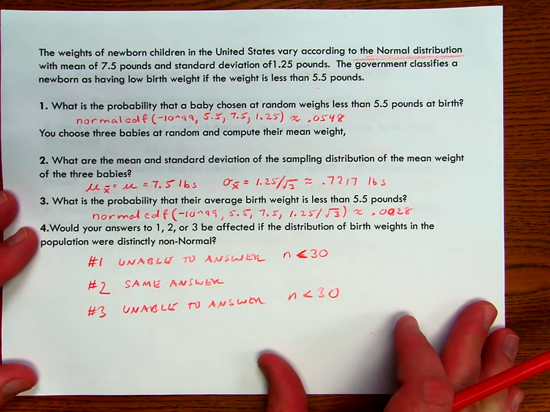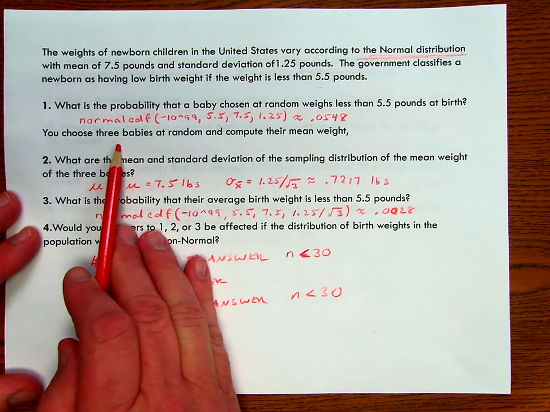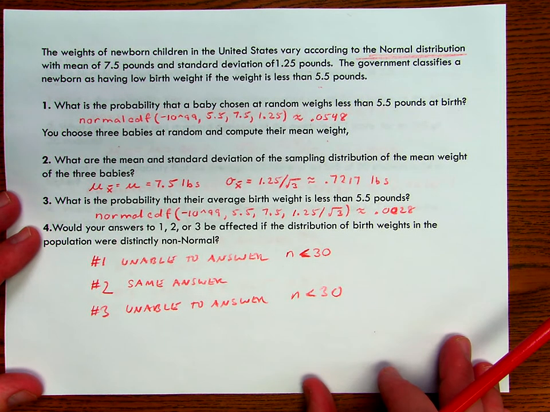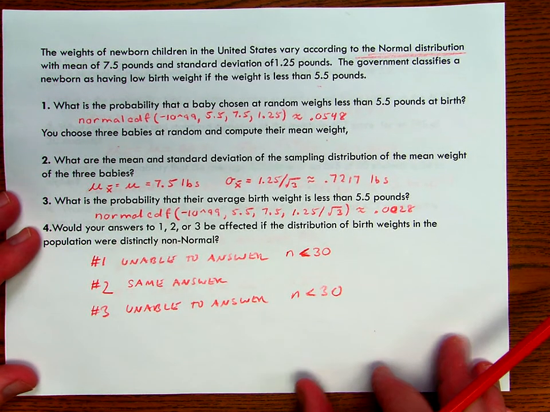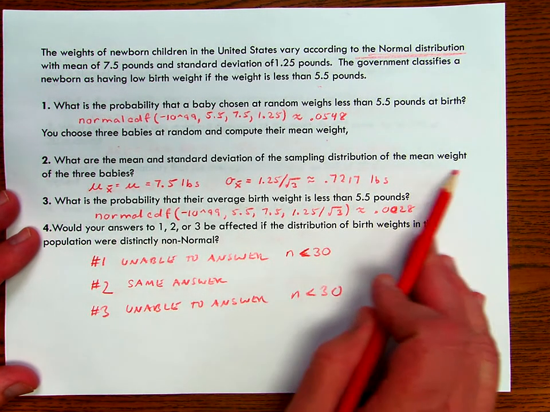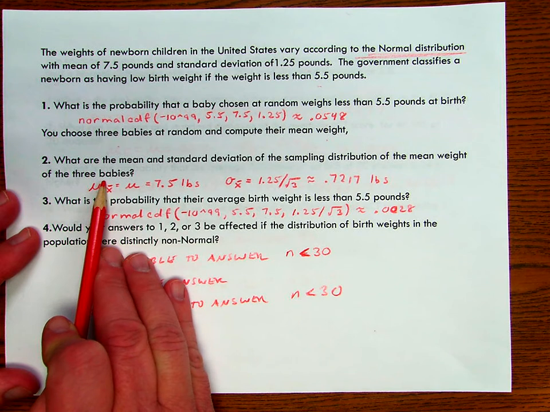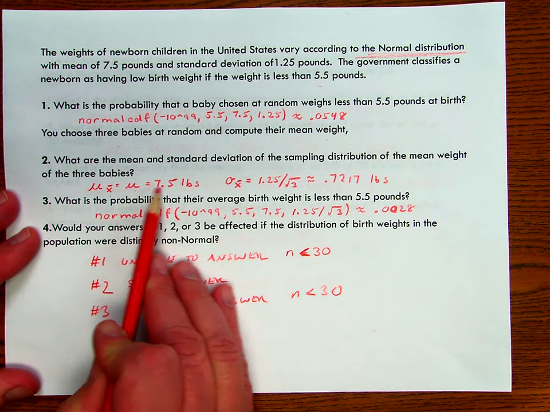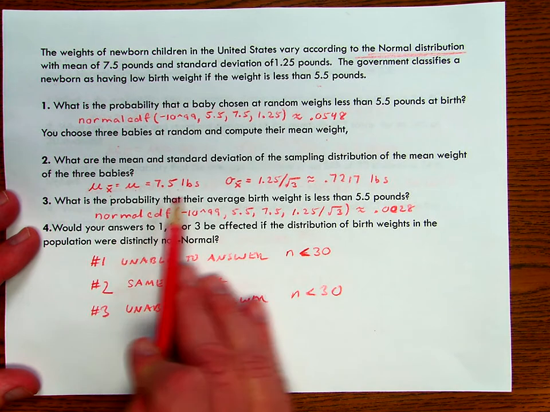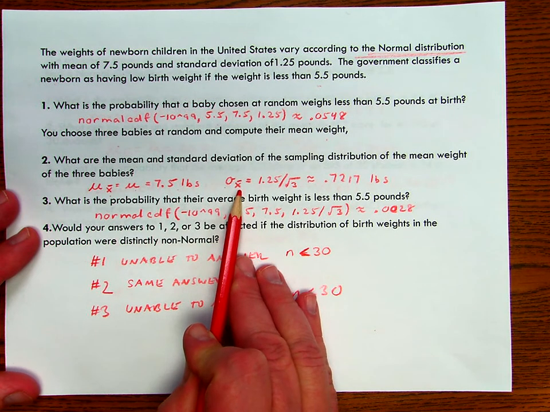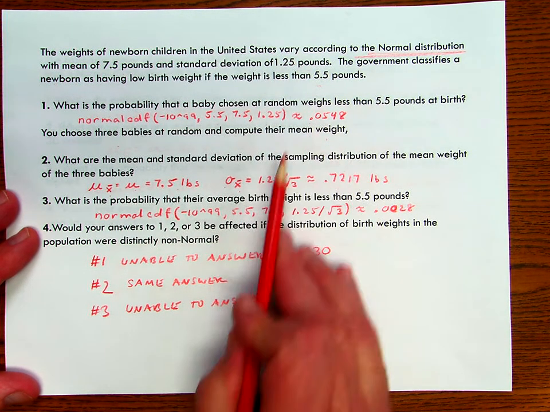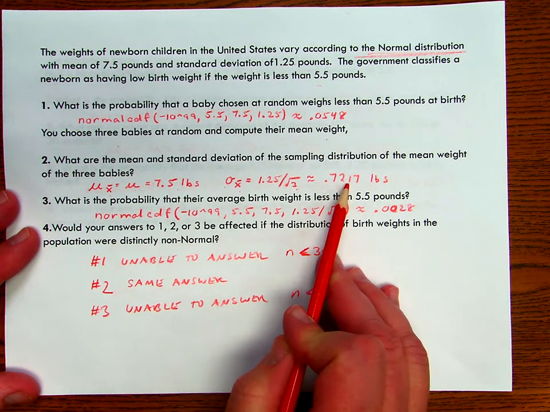All right, instead of choosing one baby, what if we chose 3 babies and we compute the mean weight? So now instead of looking at the weight of one individual child, we're looking at the mean weight of a group of 3 children. What are the mean and standard deviation of the sampling distribution of the mean weight of the 3 babies? Well, the mean of the sampling distribution is equal to the population mean, which is the 7.5 pounds. The standard deviation of the sampling mean is the population standard deviation divided by the square root of the sample size. Population standard deviation, sample size is 3, that's our standard deviation.